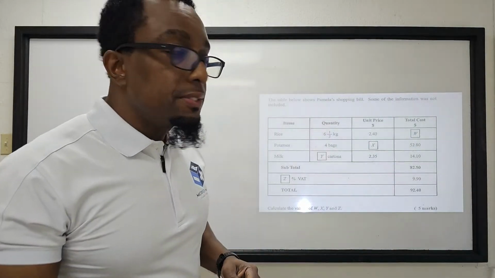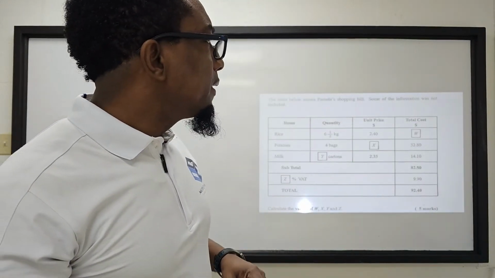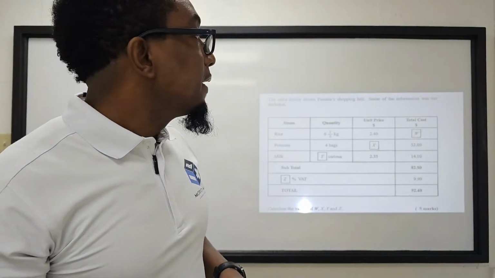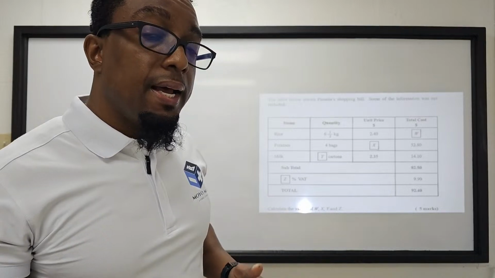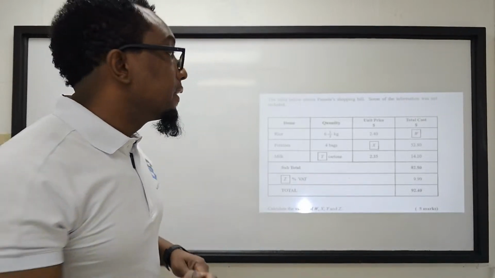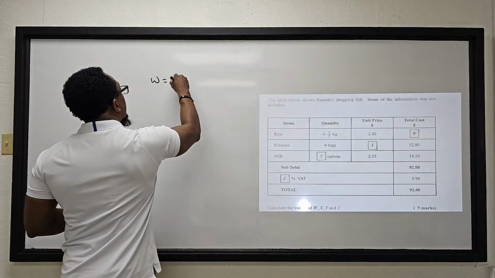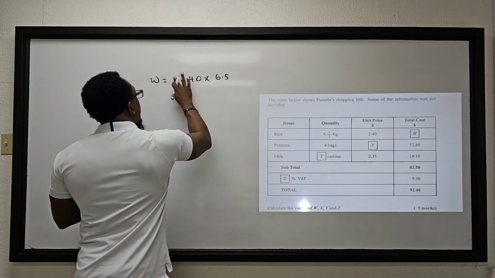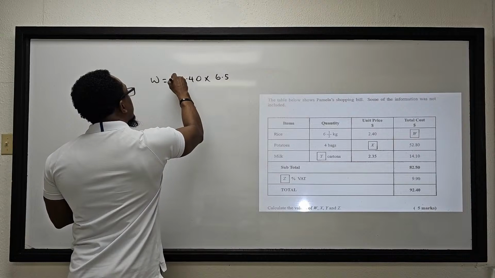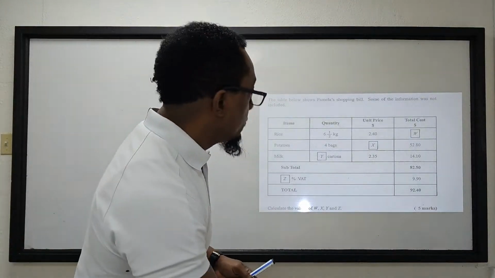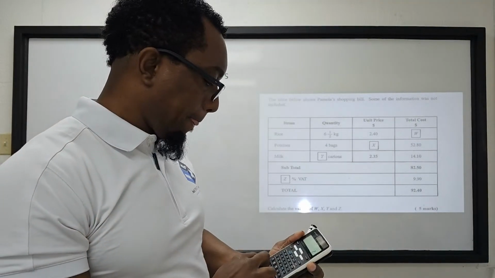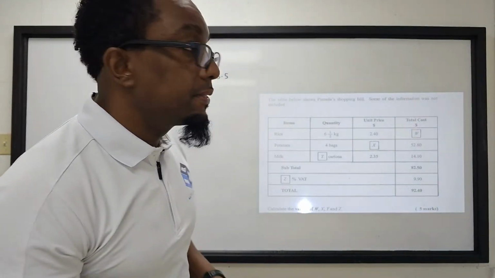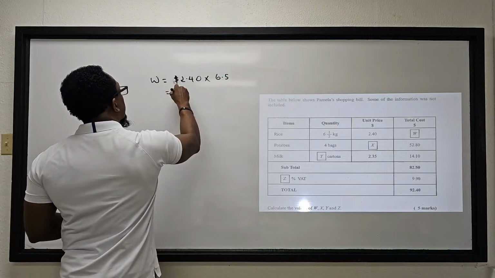The item, of course, is rice. And we want to determine the total cost of 6.5 kilograms of rice at a unit price of $2.40. For us to do so, it's simply a case of multiplying $2.40 by 6.5 kilograms, and $2.40 times 6.5 will give us $15.60.